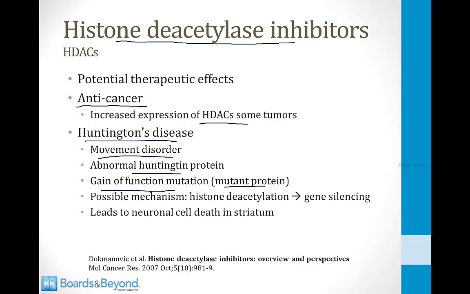And one of the possible mechanisms by which this Huntington protein becomes overactive is through histone deacetylation, which silences genes that should control the Huntington protein. And it's thought that this may lead to neuron death in the striatum. So there are histone deacetylase drugs being studied for treatment of Huntington's disease. There's a seizure drug called valproic acid, which has some histone deacetylase inhibition activity.